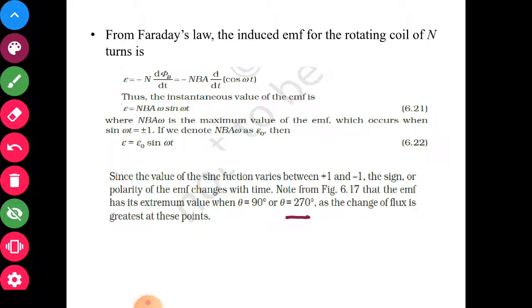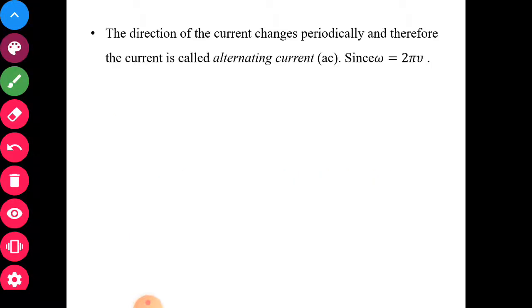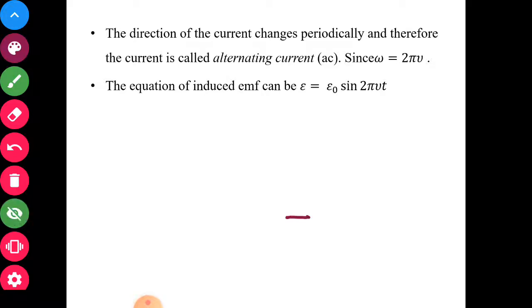So the EMF has its maximum or rather extreme value at theta equal to 90 and theta equal to 270 degree. The direction of the current changes periodically, and therefore the current is called alternating current. Now omega is 2 pi nu, so instead of omega we write 2 pi nu. So E is equal to E0 sin 2 pi nu t, where nu is the frequency of revolution.